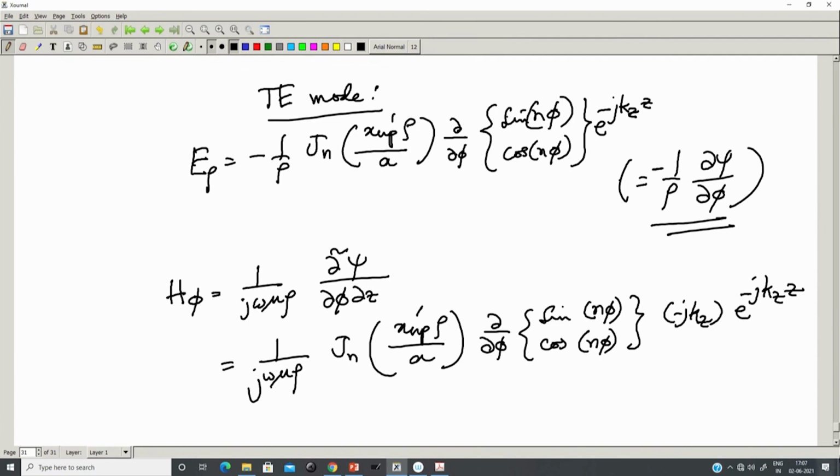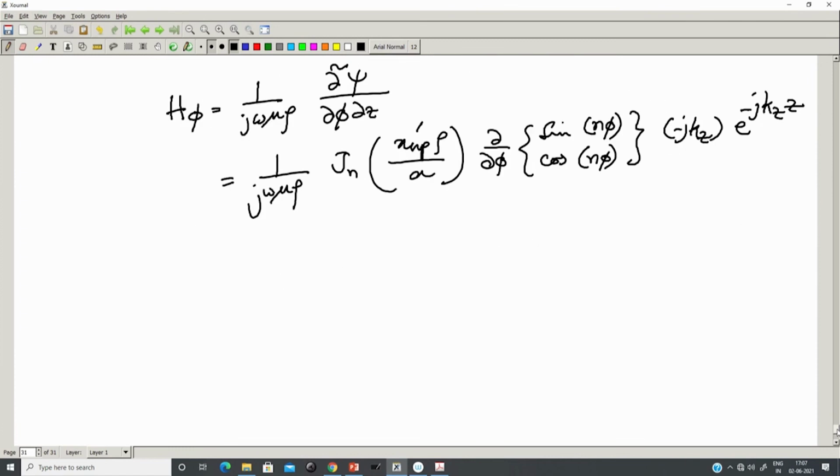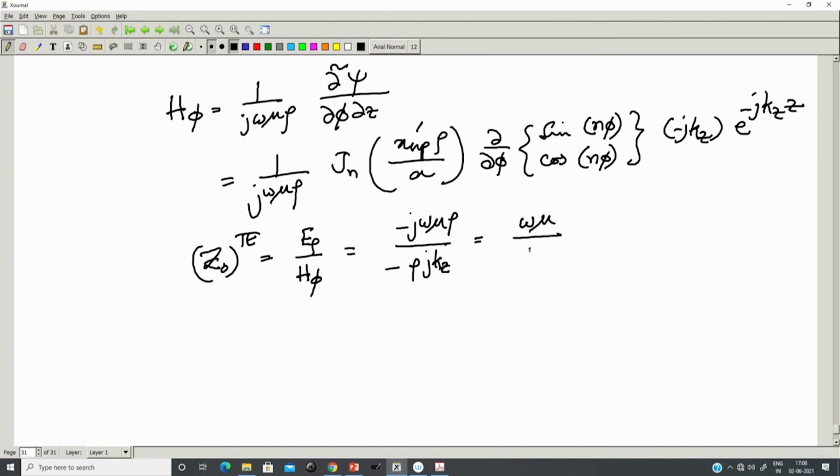And therefore, from here we can find Z0 TE as E rho by H phi, that is minus j omega mu rho by minus rho j kz, that is omega mu by kz. So, this is equation 39.